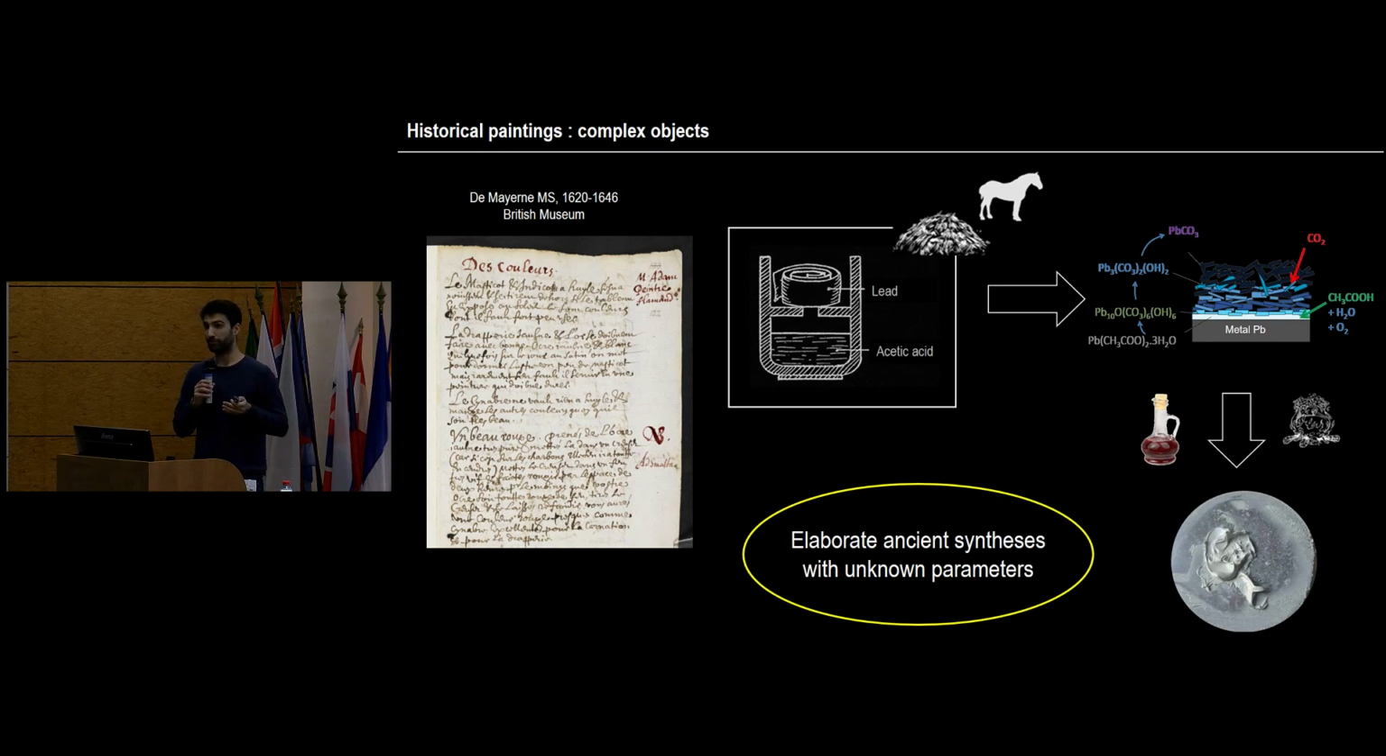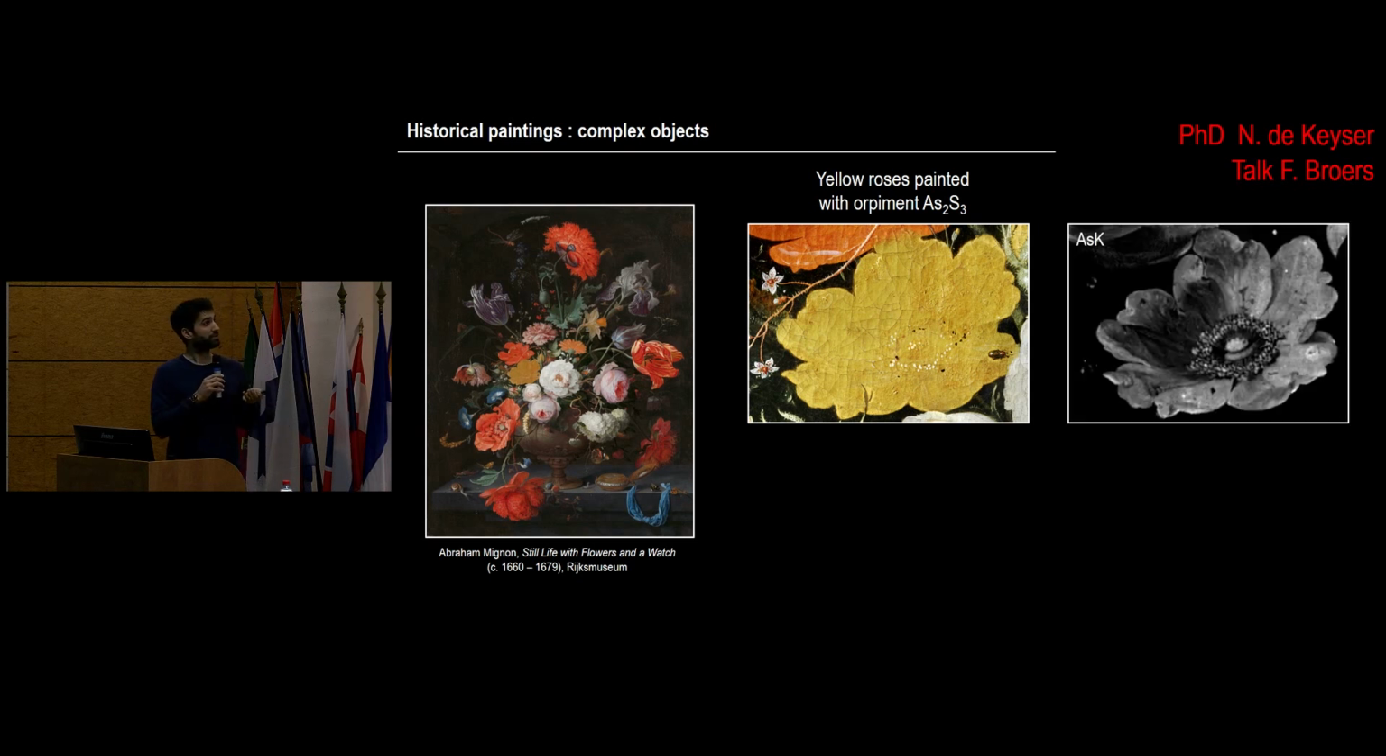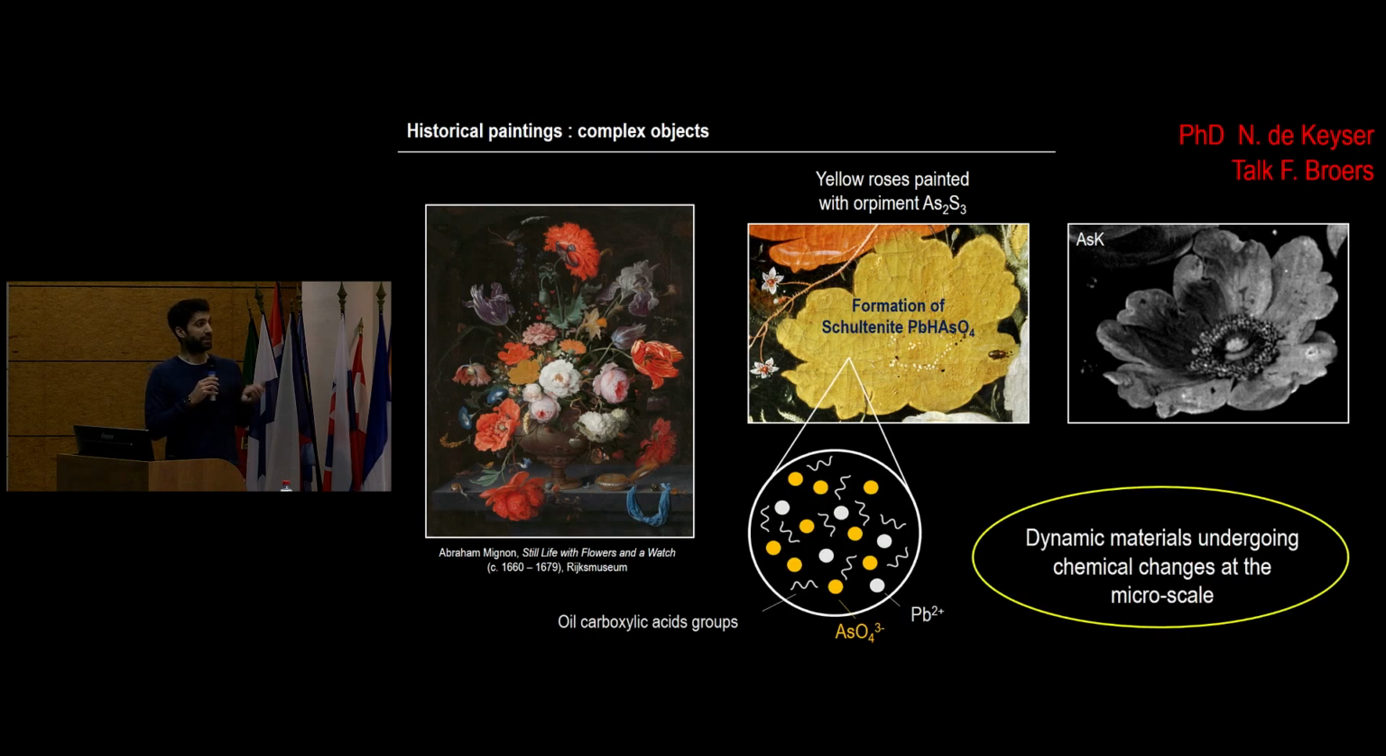The second order of difficulty when we are dealing with inorganic pigments and historical paintings, and this was presented again this morning, is that those paintings are very dynamic objects. Friederike this morning presented this exact same example of these yellow roses, and to convince you that something happened here, this is the chemical imaging of arsenic. You can see that this flower, which was so delicately painted in the past, now has lost a part of its beauty. So, again, dynamic materials undergoing chemical changes at the microscale.